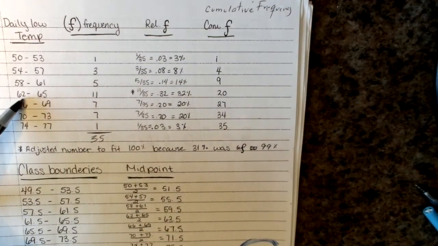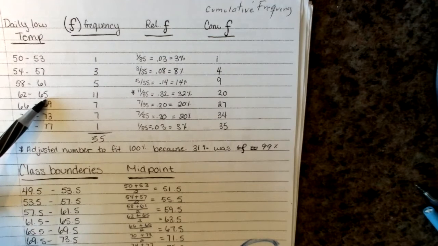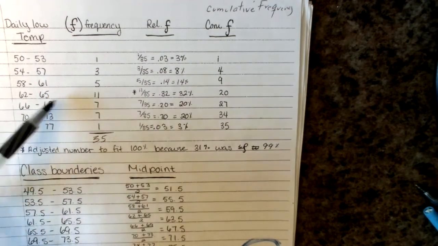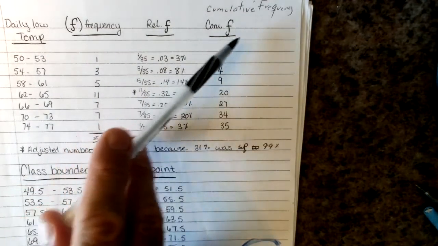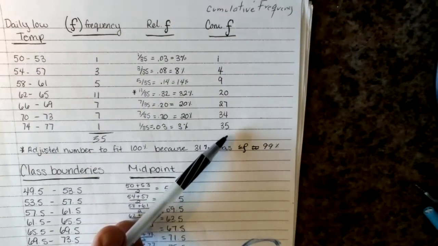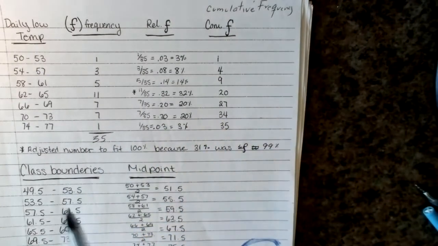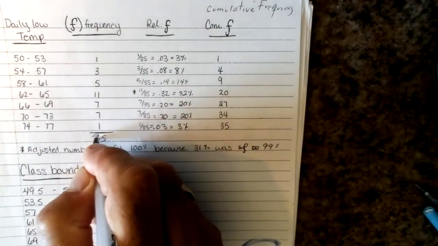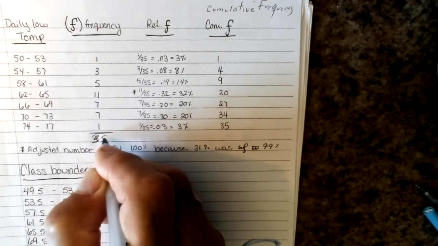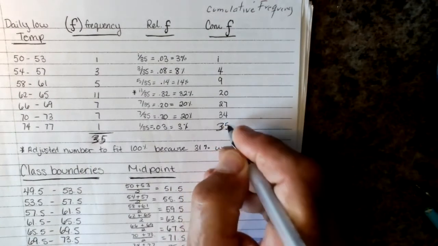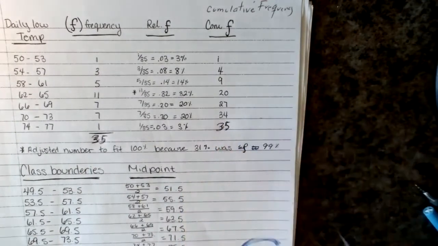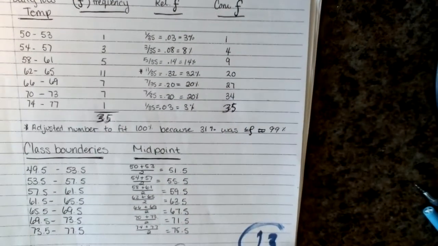How many numbers are from 50 to 65? You add all these numbers. So when you come up with the cumulative frequency at the end, these two numbers should match. So you have 35 here and 35 there. That's if he asks you to come up with a cumulative frequency.